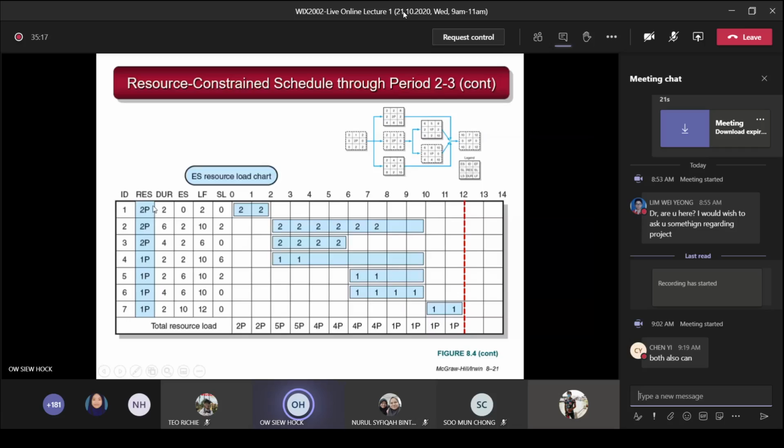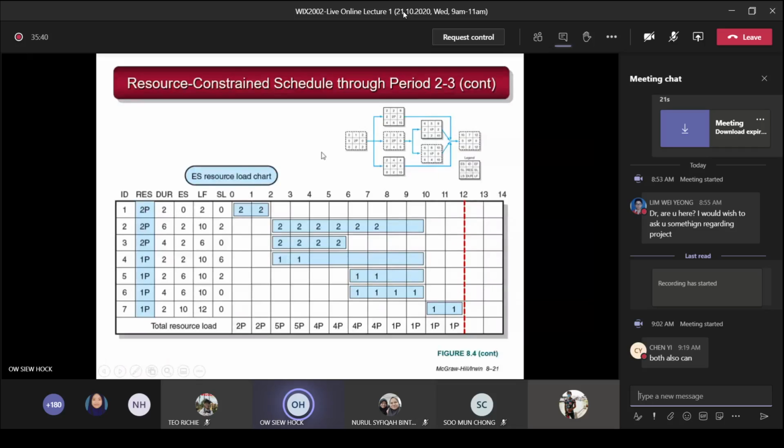The next one is the resource, the resources you require. How many programmers do you need? You just load from the center box. The first activity 1 needs 2P, that means 2 programmers. Activity 2 is 2P. The next is 2P, 1P, 1P, 1P, 1P. This is the number of programmers you require for the resources column.